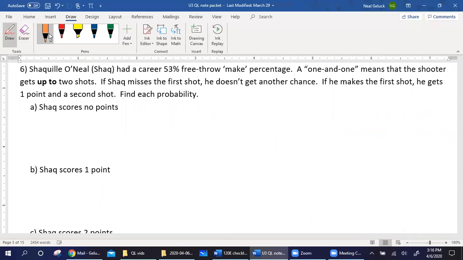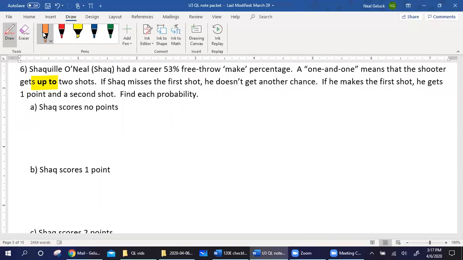First thing, a little bit of background here. A 1-and-1 means that I get up to 2 free throw shots. If you miss the first shot, you're done. You don't get to try again. But if you make the first shot, you do get a point on the free throw, and you get a chance for a second shot to get the second point. So a 1-and-1 means you're either going to shoot once or you're going to shoot twice. You're only going to shoot twice if you made the first shot.